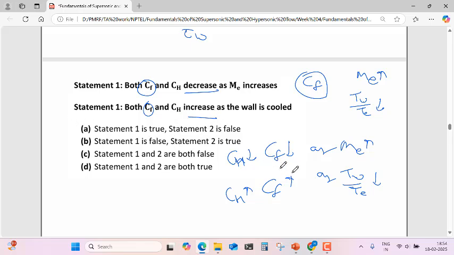So you can see that this statement is true because both are decreasing as Mach number increases, and this is also true because both are increasing when wall is cooled. So both these statements are true. So option D will be the correct one.